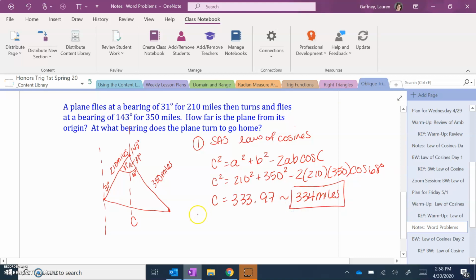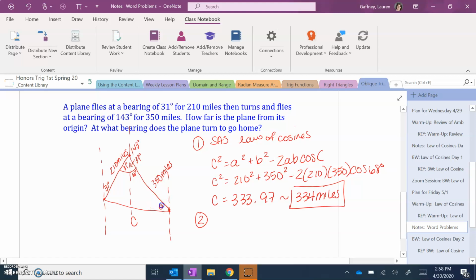Now the next part: we want to know the bearing the plane needs to turn to go home. So let's put in our vertical dashed line here. For this, you either need to do it from due north all the way around, or if you're doing directional bearing, it has to be between 0 and 90. A lot of you screwed that up on the last test. Directional bearing, if you're using the whole north, south, east, west, has to be between 0 and 90.